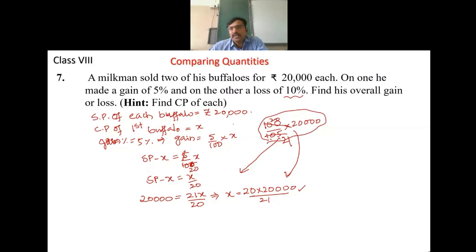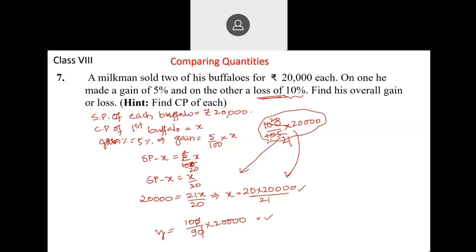Same thing, you can use it for finding the CP of the second buffalo. CP of second buffalo will become how much? 100 by 90 into 20,000. This will be the value of Y. 0, 0 get cancelled. This should be simplified. We get some value. X plus Y you have to add. This is how it can be solved. You please try it.